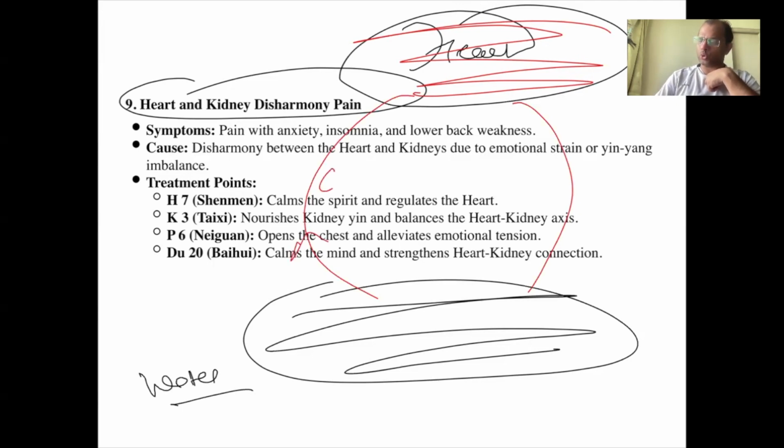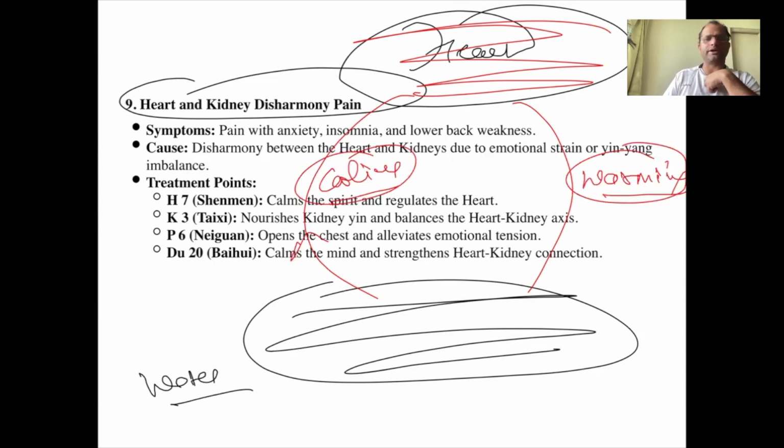Kidney is sending a cooling effect. Heart is sending a warming effect. Both send this to each other, one sends cooling, one sends warming, and both work together. If this harmony gets disturbed, then the person will suffer with problems. So the person is having some emotional problems, because for some reason disharmony has happened between heart and kidney.